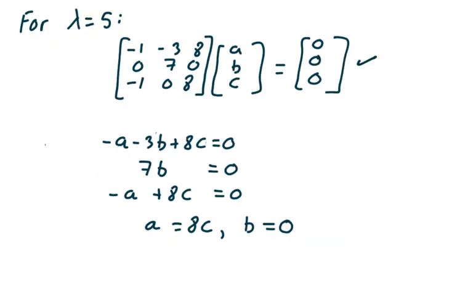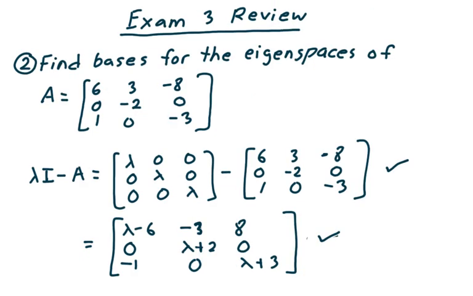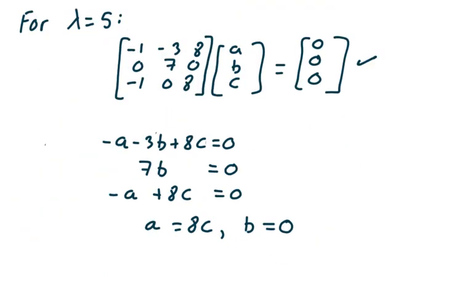From here, let's take lambda equal 5. Now let's go back. So I'm going to replace lambda with 5 in this matrix here. So notice how my first row will be negative 1, negative 3, 8. My second row will be 0, 7, 0. And my third row will be negative 1, 0, 8. And that's what happened. I get negative 1, negative 3, 8, 0, 7, 0, negative 1, 0, 8.